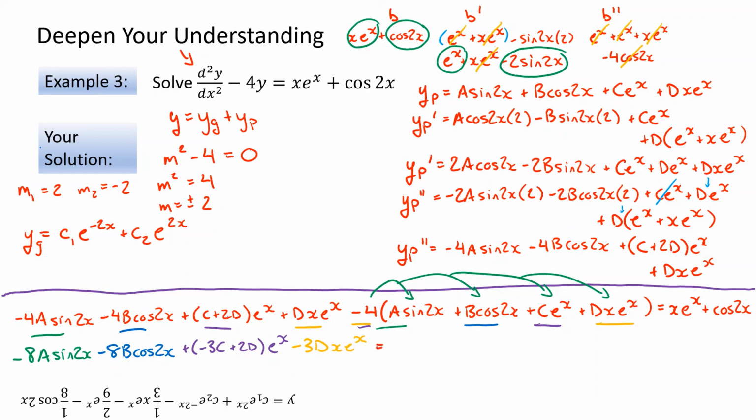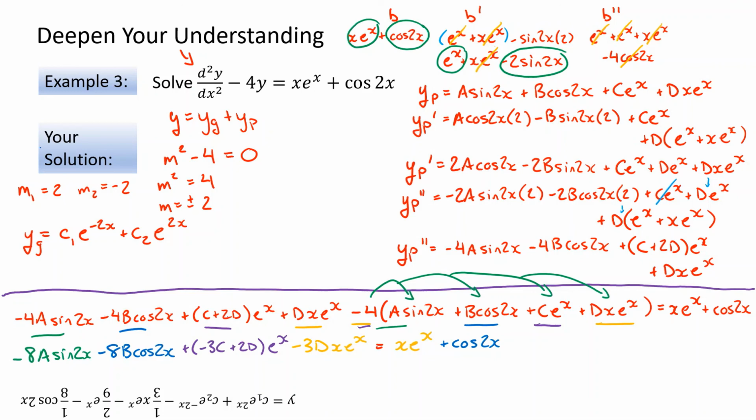And that's all equal to, keeping red for the other side, x times e to the x. Actually, I'll do them in the same color so you can see the direct comparison. x times e to the x for the first term, and a cosine of x term, which is plus cosine of 2x. Okay? So now we can do the same thing where we equate the coefficients together.